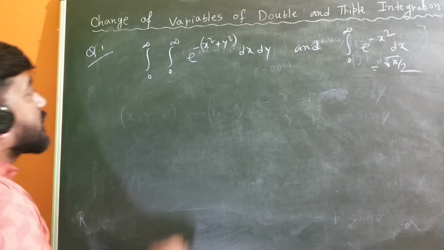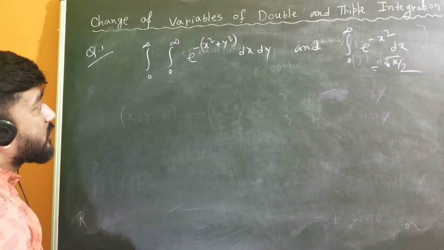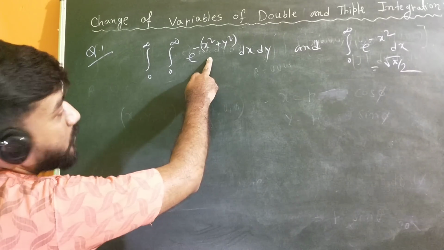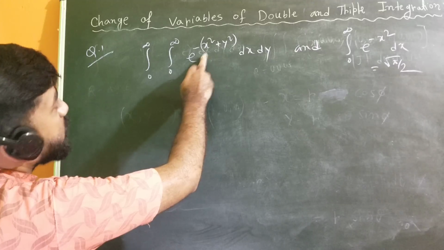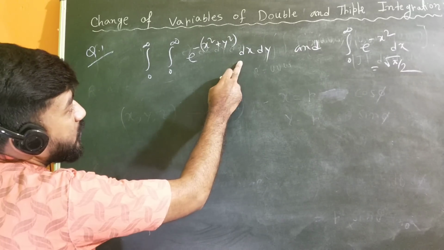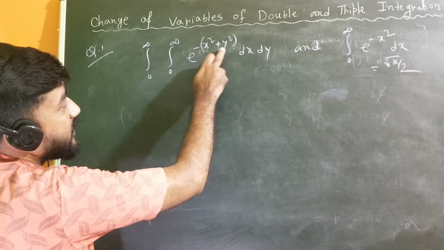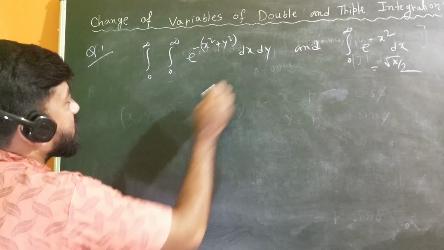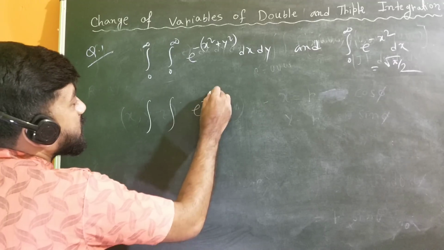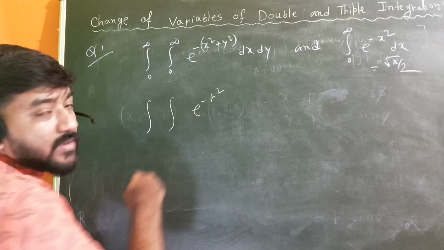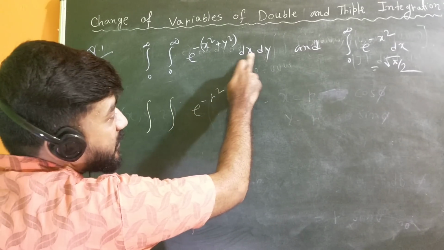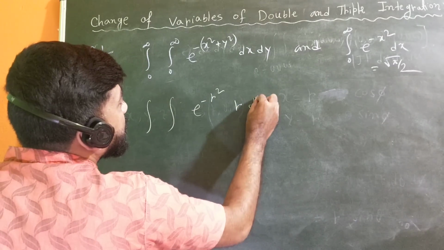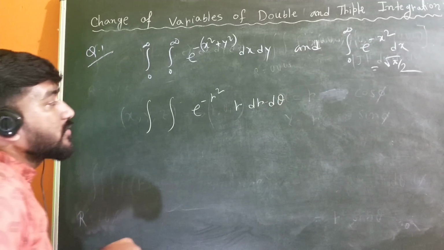So let me first evaluate the value of this integration, and what will be the value of this integration, can you tell? So what you have to do, you have to change the variable from x y to r theta. So we have x is equal to r cos theta and y is equal to r sin theta, you know. So x square plus y square will be r square. Okay, and this dx dy will be r dr d theta. So the integration will be e to the power minus r square, because this x square plus y square is r square, and in place of dx dy we will have J dr d theta, and J will be r, so it will be r dr d theta. Okay, so this will be the integration.